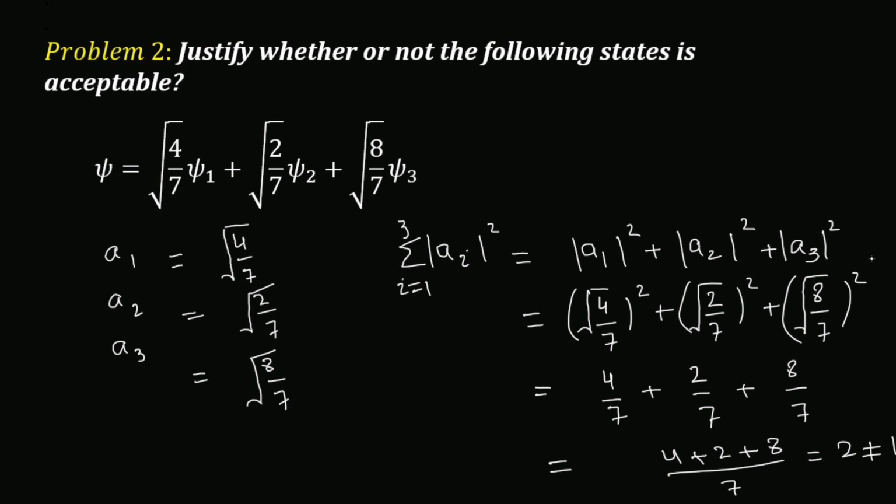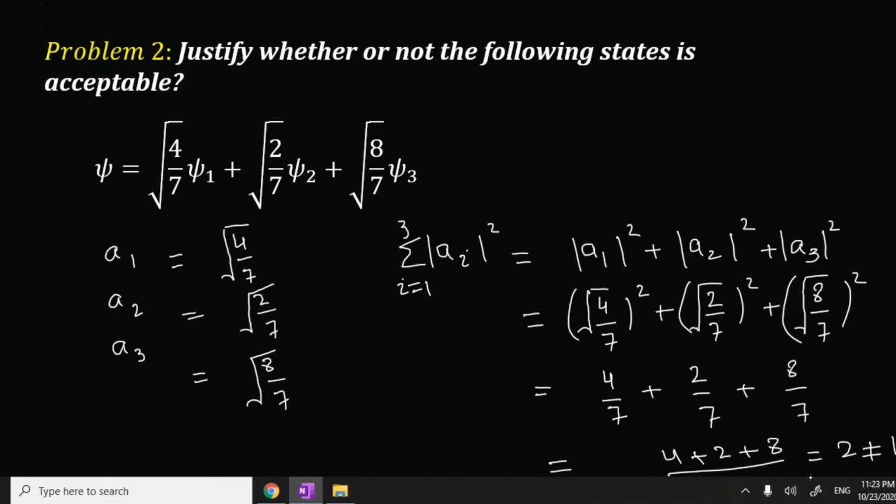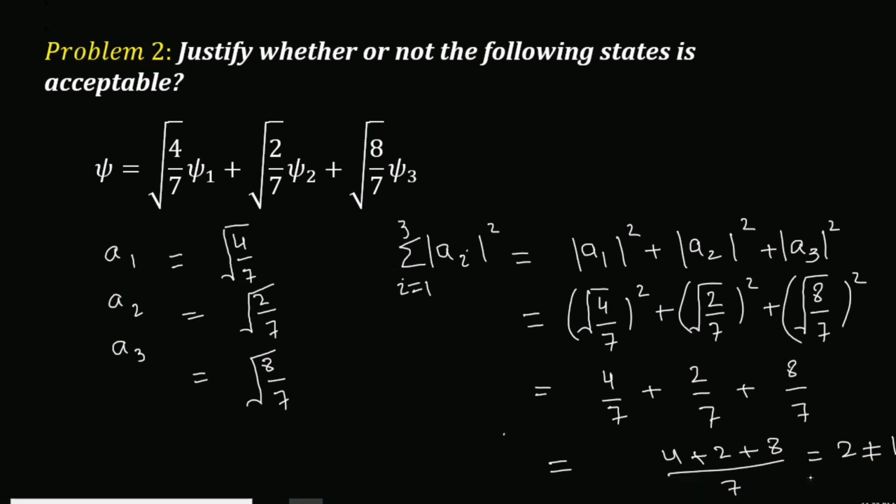So this means that this state is not acceptable as a state, which means that this is not acceptable as a wave function, because our answer is equal to 2. This is not equal to 1. So the principle of superposition is not satisfied over here. If the principle of superposition is not satisfied, then this is not acceptable as a state. This is not acceptable as a wave function.